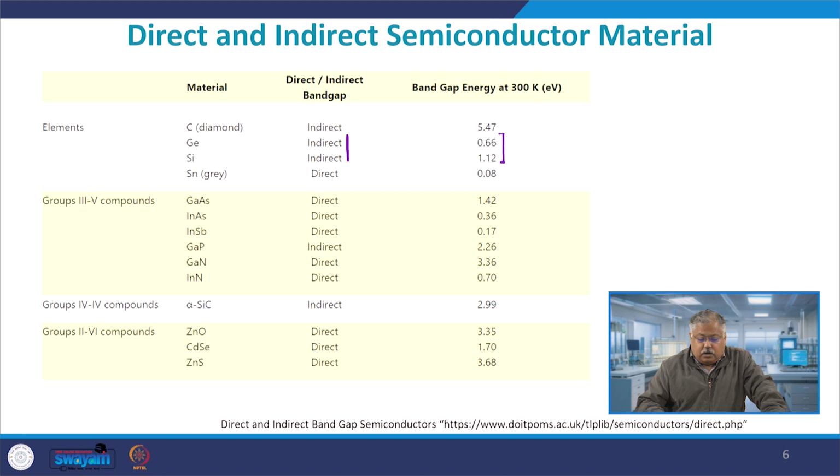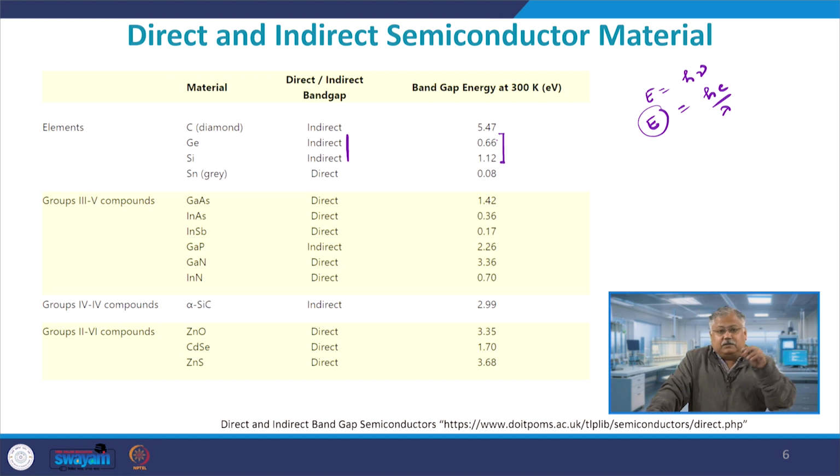If you remember, energy equals h nu, and therefore this is h c by lambda. So, I can plug this value of energy here, and from there I can get the value of lambda of the light which will be emitted. So, if you give that much amount of light, I will be able to indirectly jump an electron from the valence band to the conduction band.